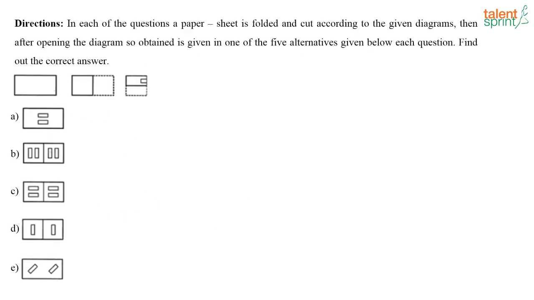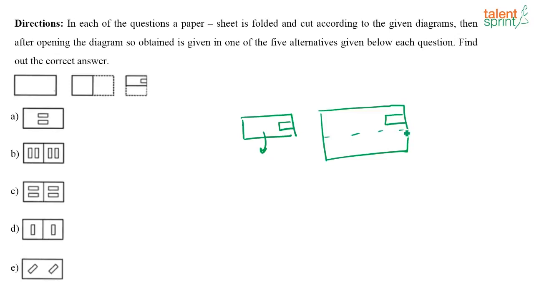Next one. In each of the following questions, a paper sheet is folded and cut according to the given diagrams. Then after opening the diagrams so obtained, based on the 5 alternatives, you have to say the correct answer. Okay. Again, same method to be used. So you have a rectangle like this where a cut is made. So first I am going to open it like this. So how will my figure become? It will become something like this. So this cut that I make here, it should come on this side also like this.